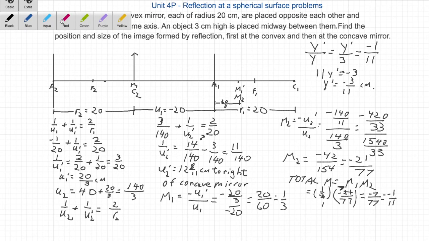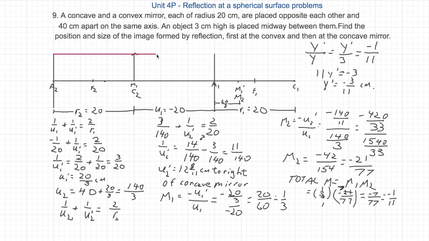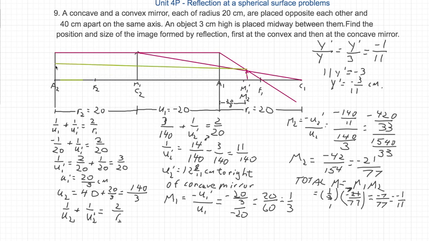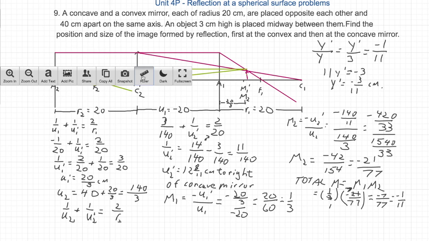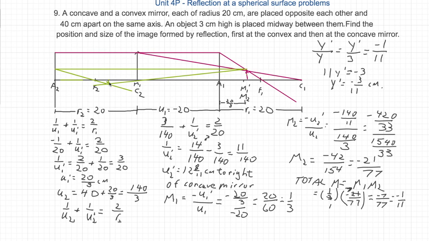Inverted and pretty small. Now let's do some ray tracing to see if in fact these numbers make sense. We will have our parallel ray for our first object going through F1, our ray through the normal, and we see that M1 prime, which is M2, is formed just where we thought it would. Now we'll do our ray tracing at the second mirror. Parallel line going through F2, normal, and it is just where we thought it would be.